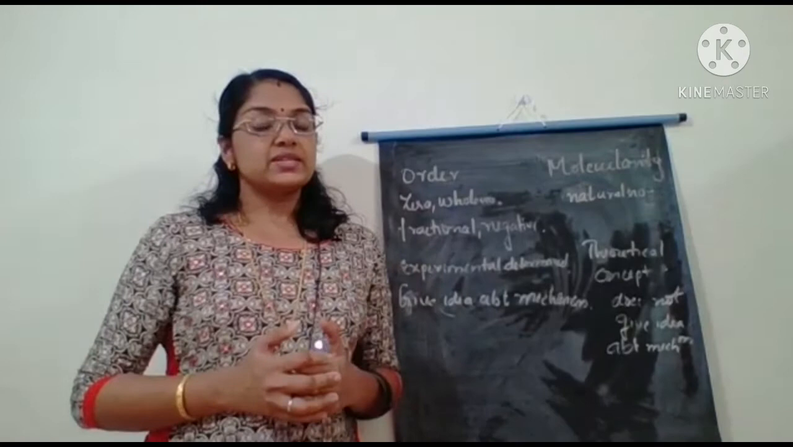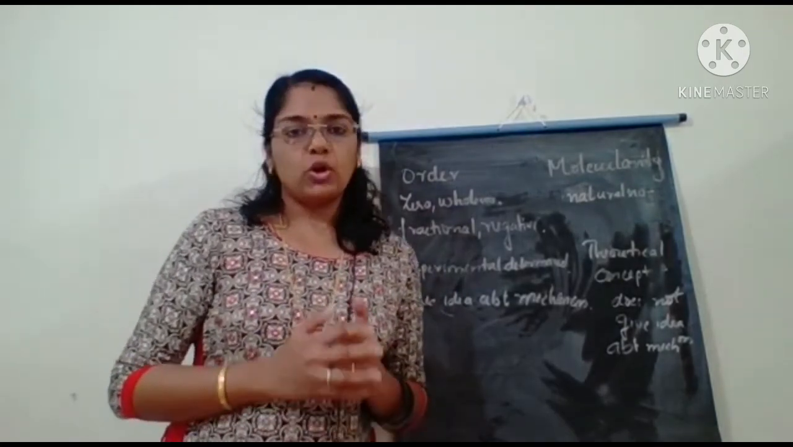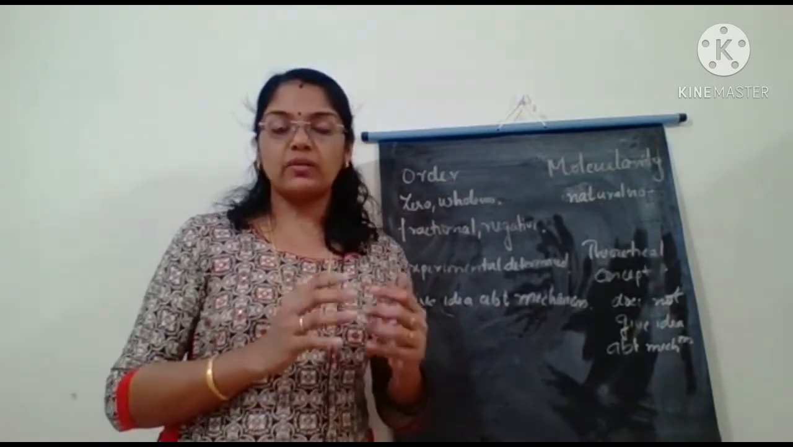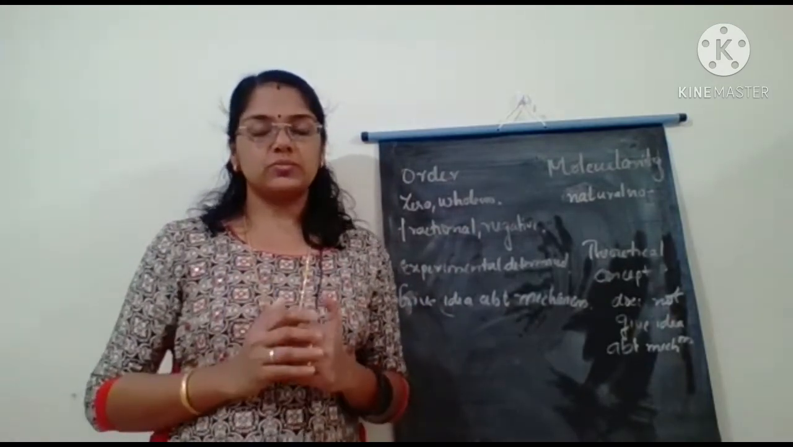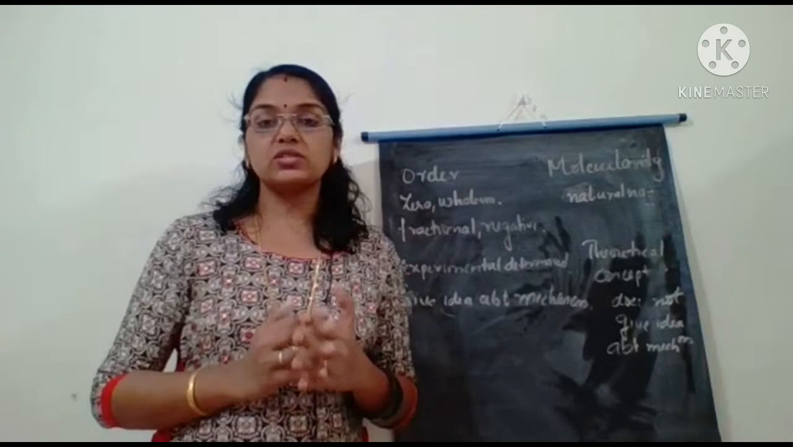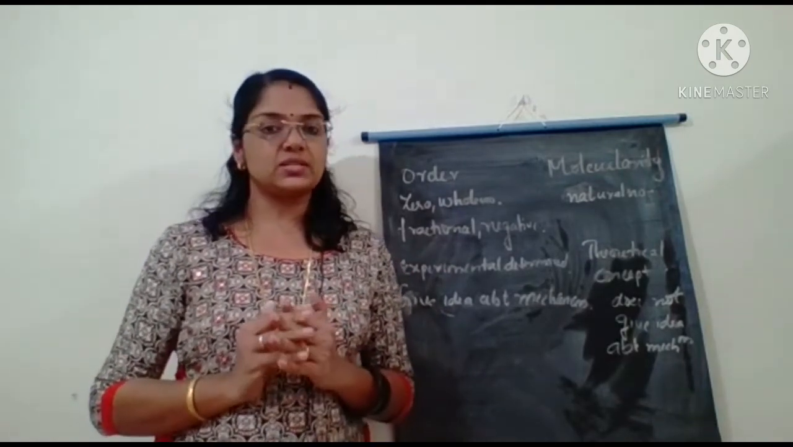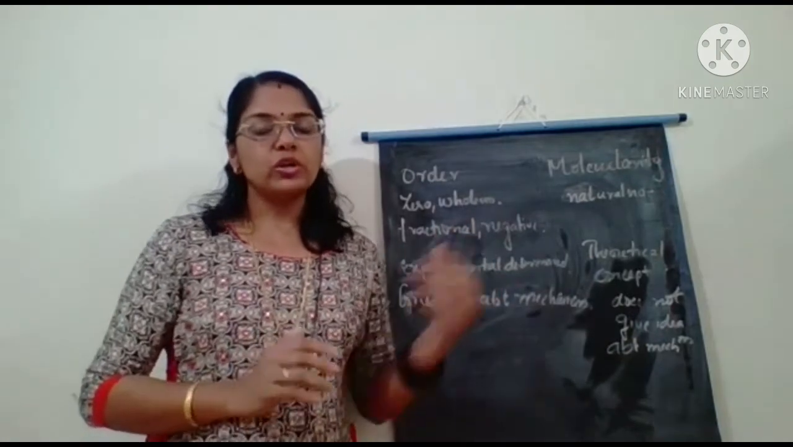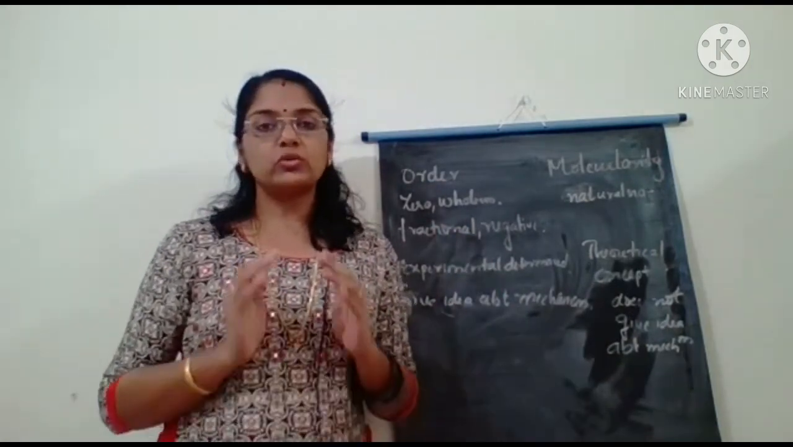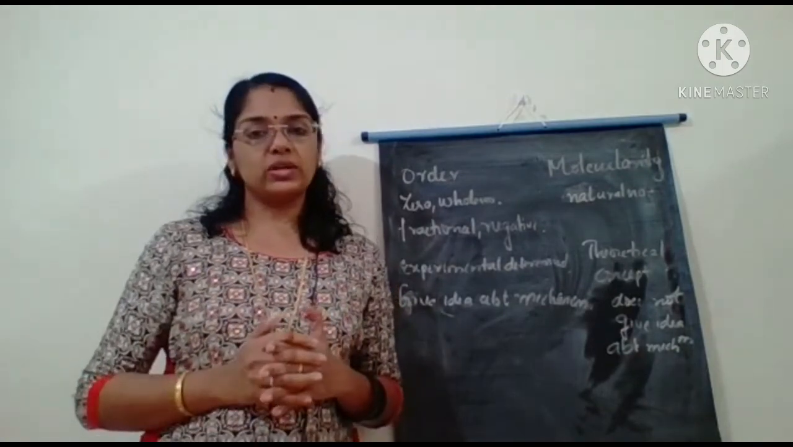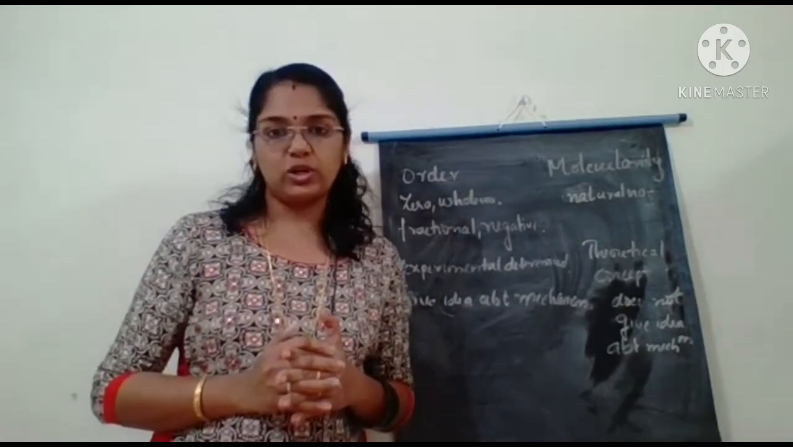So let us discuss the difference between the order and the molecularity of reactions. Order can be defined as the sum of the powers of the concentration terms, that is, the sum of the exponents to which the concentration terms are raised in the rate law expression. But molecularity is the number of molecules, ions or atoms which collide simultaneously to bring about the chemical reaction.